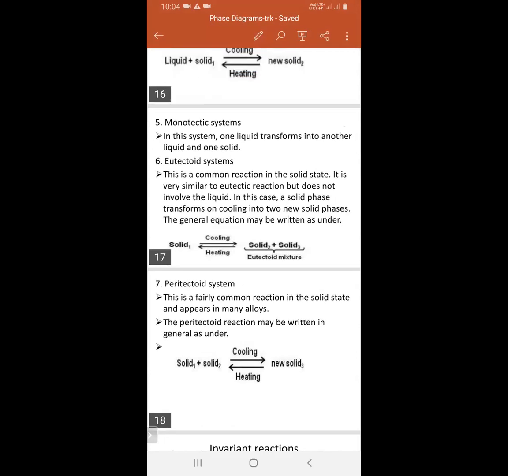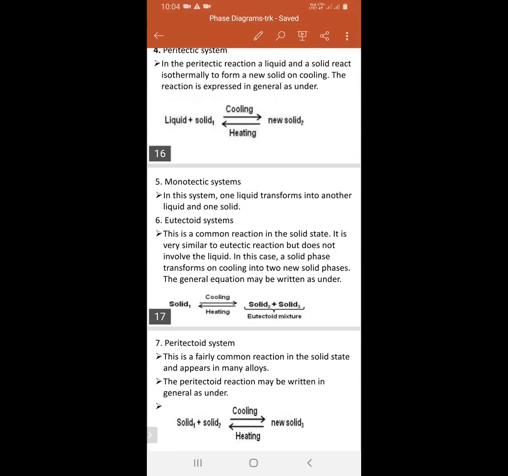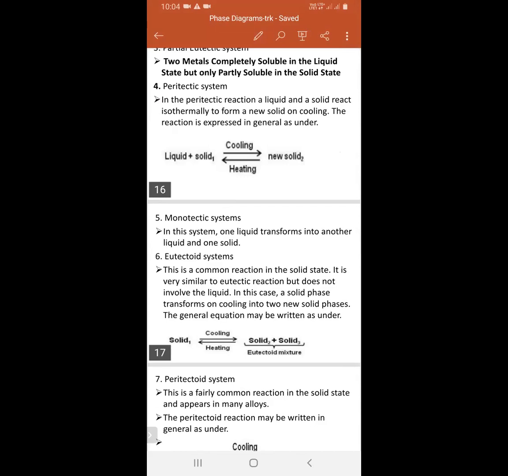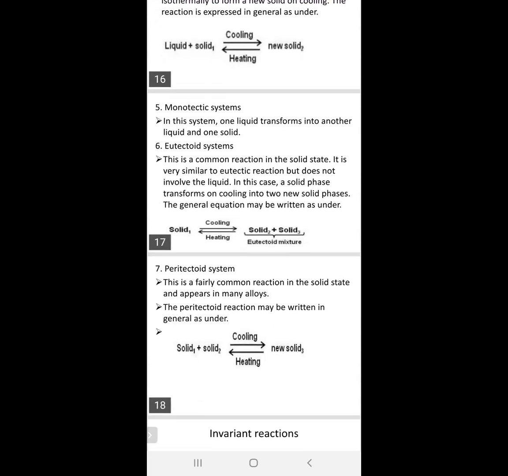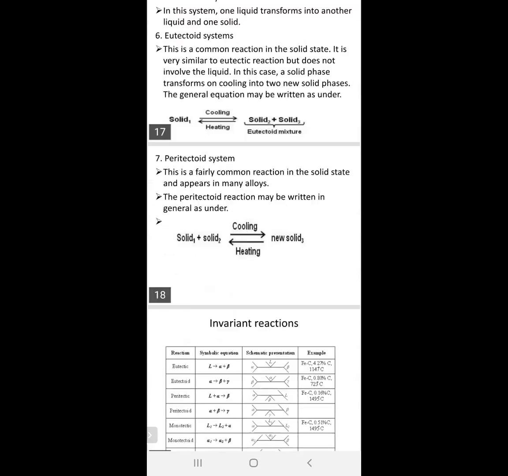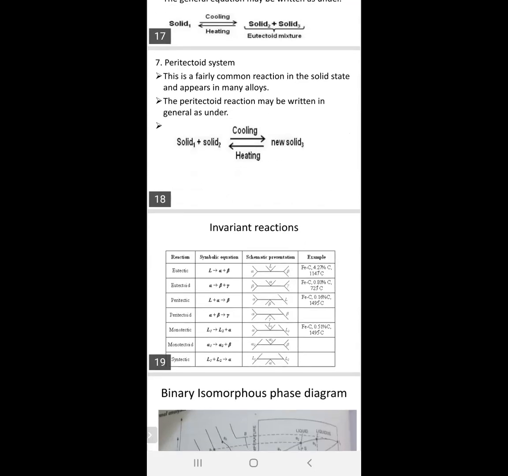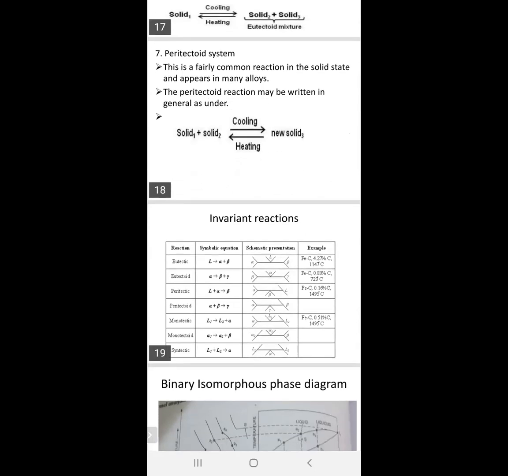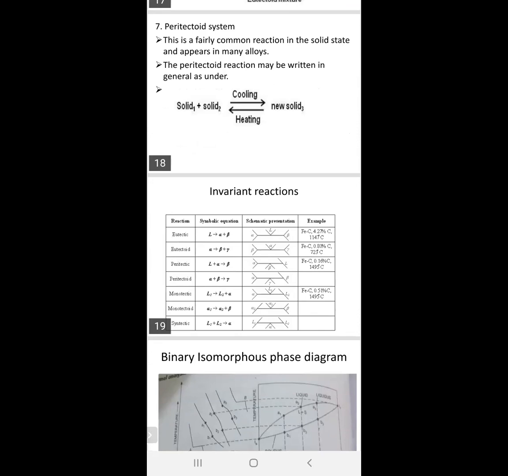Now, today I am going to discuss the peritectic system, eutectoid system, and peritectoid system. All of you listen carefully and try to understand. Here, the invariant reactions are only the reactions as given here. Just all of you remember that invariant reaction. Are you understanding? Yes, sir.